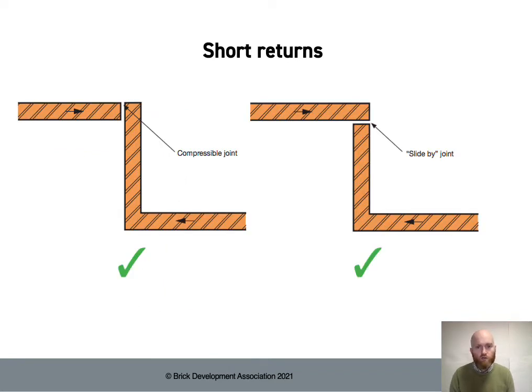So the solution for short returns is just to debond one of those longer panels of brickwork from the short return. There are a couple of different ways of doing that. It can be done with a compressible joint, so you debond the brickwork here, and that longer panel can move in this direction, and you will get the compression of the movement joint there, but that movement won't be transferred into this short return.